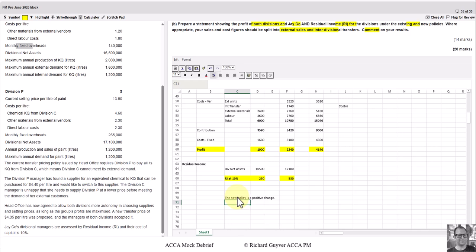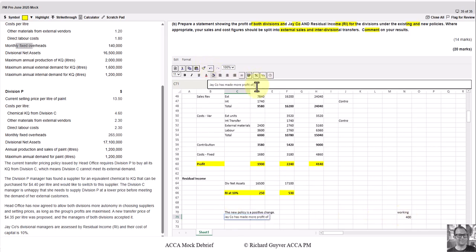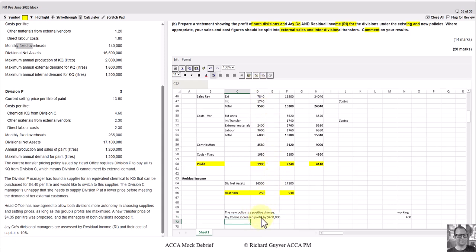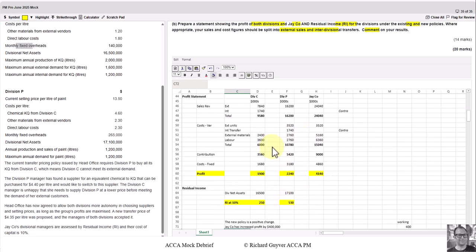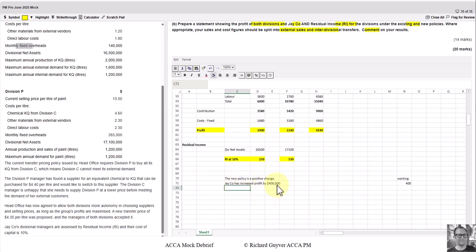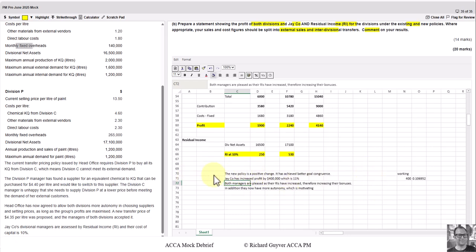So on the whole, this is a positive change, and I'm really just going to reflect back why it's a positive change. So I've just done a little work in there just to calculate the profit. They've increased profit by $400,000. Often people just write the 400, although we use the thousands here for the table. When you're doing the narrative, it's better to make it clear that it's 400,000. Okay, so I've got my comment down the bottom.